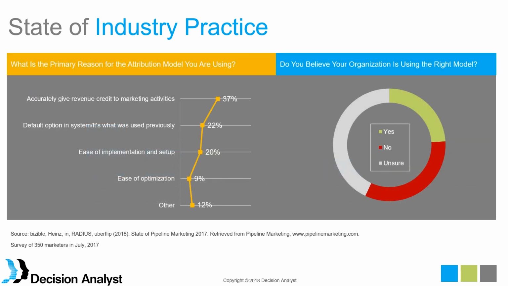But another couple of results from this survey suggest that many firms are doing a kind of attribution modeling that is just easy to set up. It's something that they used previously, but doesn't necessarily, in the opinion of the marketers who answered this survey, accurately give credit to different marketing activities. And in the circular stacked bar on the right, the green portion are those marketers who believe their organization is using the right model. So less than a quarter believe they're using the right model. So our topic today is talking about some better ways to model attribution.